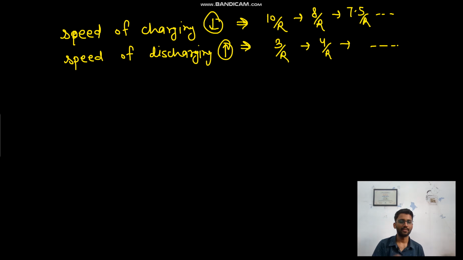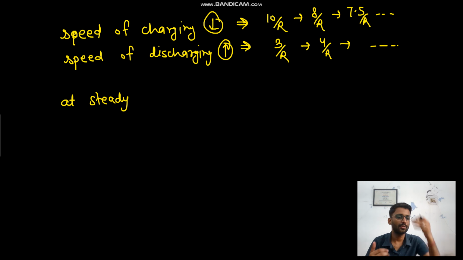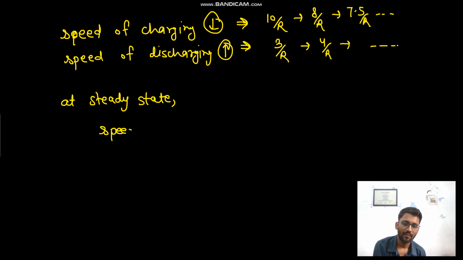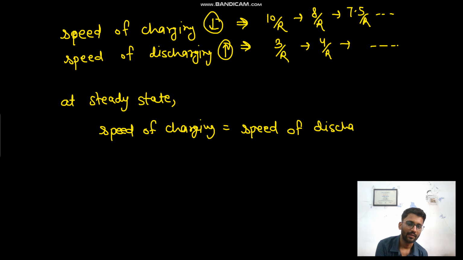So when will we have the steady state? At steady state, there is no further charging, no further discharging. At what time? When speed of charging is equal to speed of discharging. If speed of charging is more, then the capacitor will charge. If speed of discharging is more, then the capacitor will discharge more. So at steady state, the speed of charging should be equal to the speed of discharging.